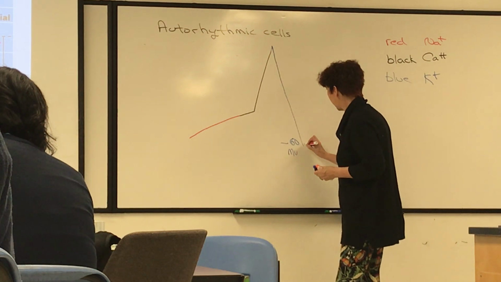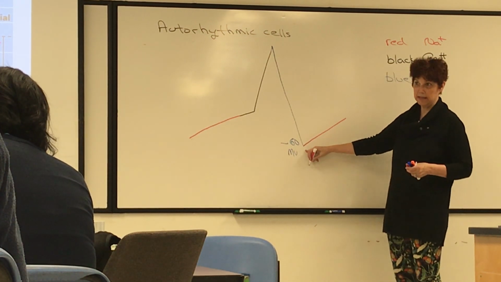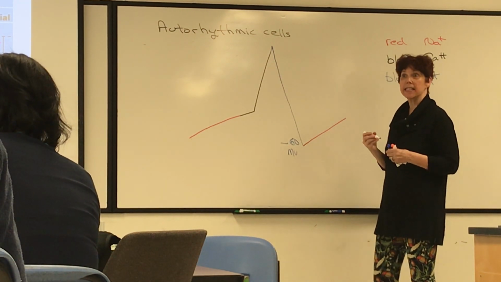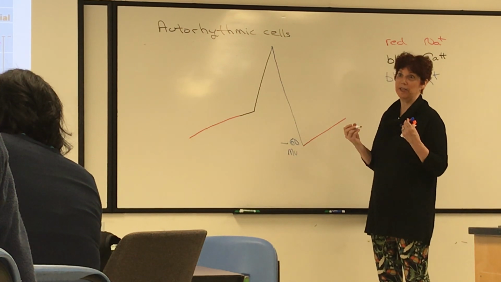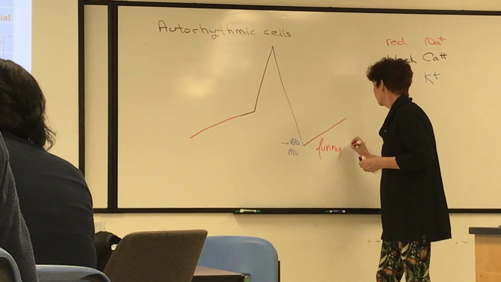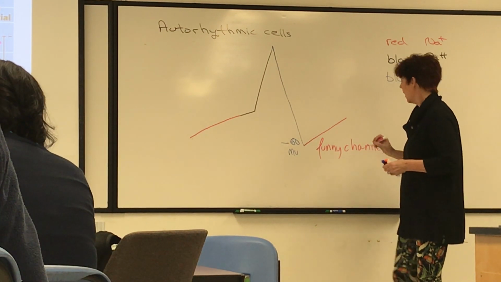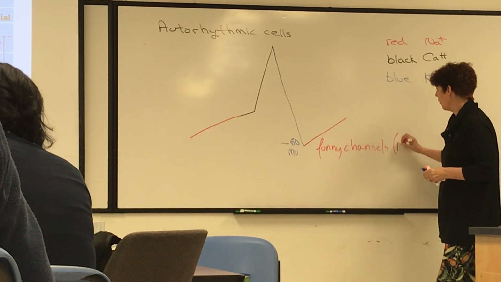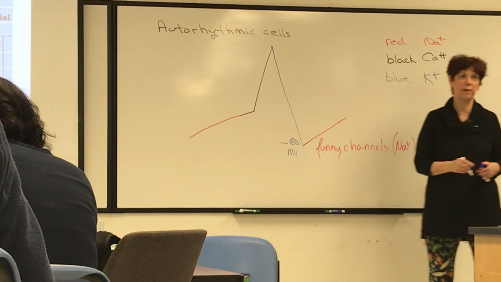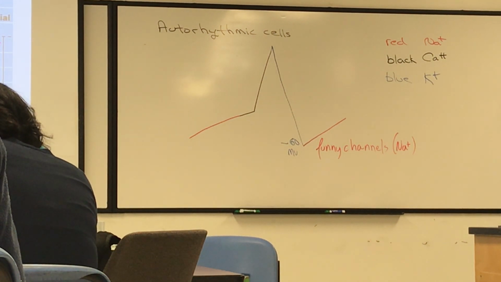So looking at that, the channels that open at minus 60 are identified as funny channels. That's actually what they're called, okay? They're typically primarily for sodium ions. Although early on, potassium is moving through them too. But as far as we're concerned, we're going to consider them to be sodium ion channels. All right?